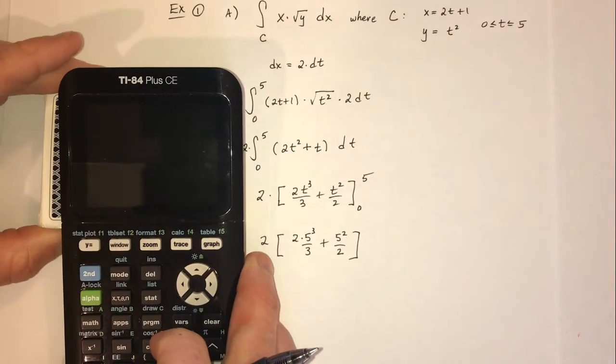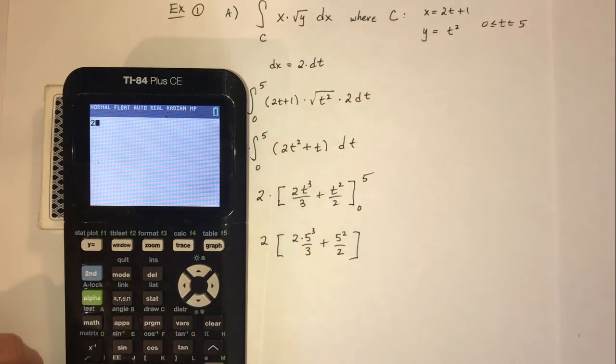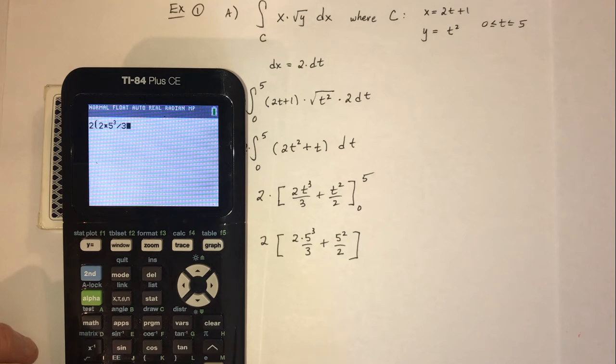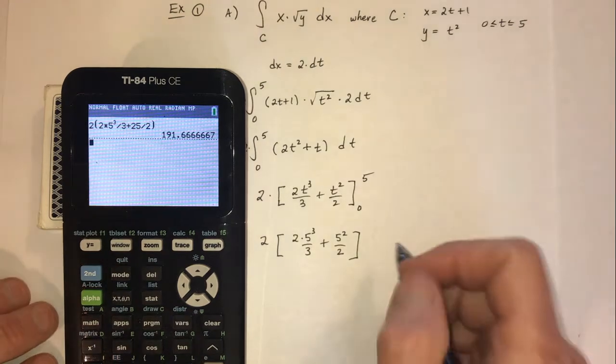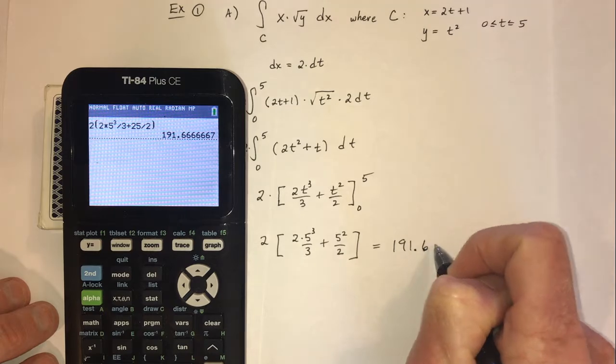So how much is this? So we've got 2 times, and then there's a 2 times 5 cubed, and that's divided by 3, plus this would be 25 divided by 2. So it equals 191 and 2/3.